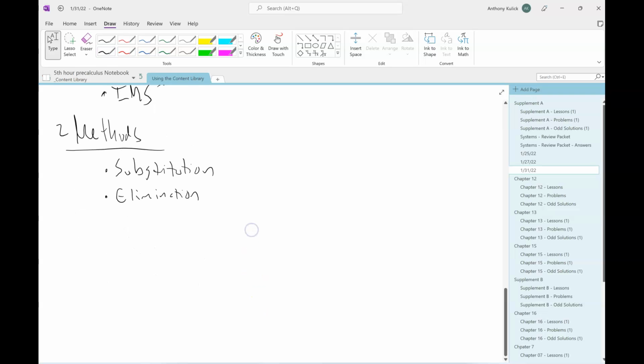And those 2 methods work largely the same way that they have before, except there's more substitutions you have to do or more eliminations you have to do. It's just because there's an extra equation, an extra variable, there's a little bit more to do, but it's the same basic pattern. So let's just look at a couple of examples. Sound okay?